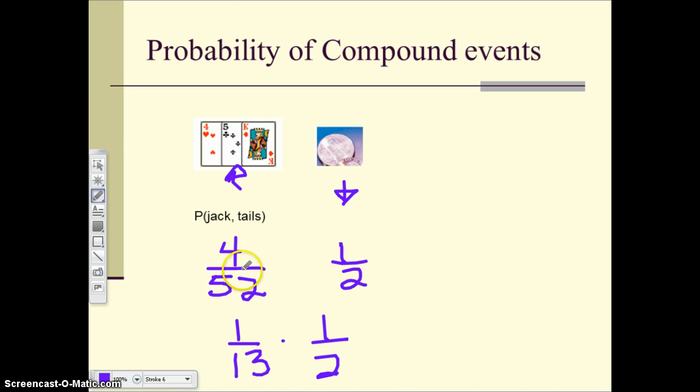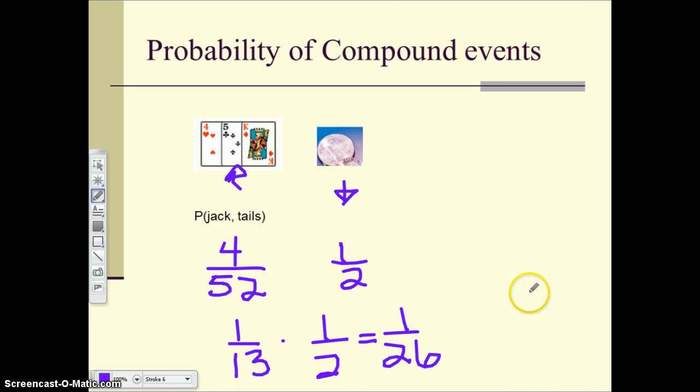Did I do that right? I'm guessing instead of chunking the math. That should be, okay, we get a 1 in 26 chance. 1 divided by 13 times 1 divided by 2 gives us 1 over 26.